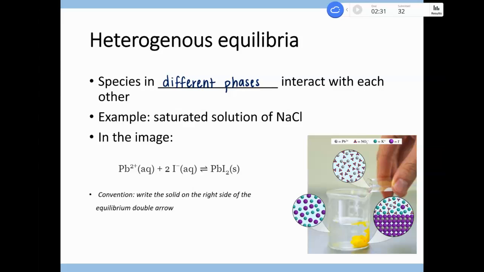So by convention, for these equilibrium reactions, we have the solid on the right side and the ions on the left side. You'll see it represented both ways, but if you had to choose, by convention, we put the solid on the right. But these two sides are in equilibrium with each other, so it doesn't matter too much, but it will be helpful with what we're doing on the next slide.